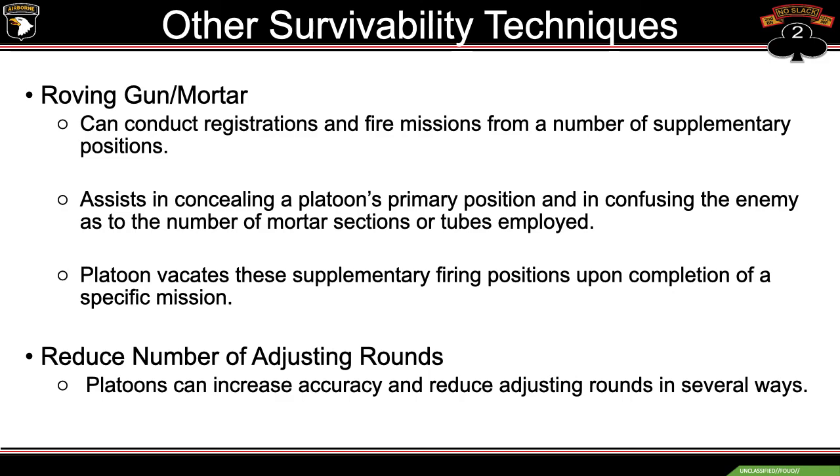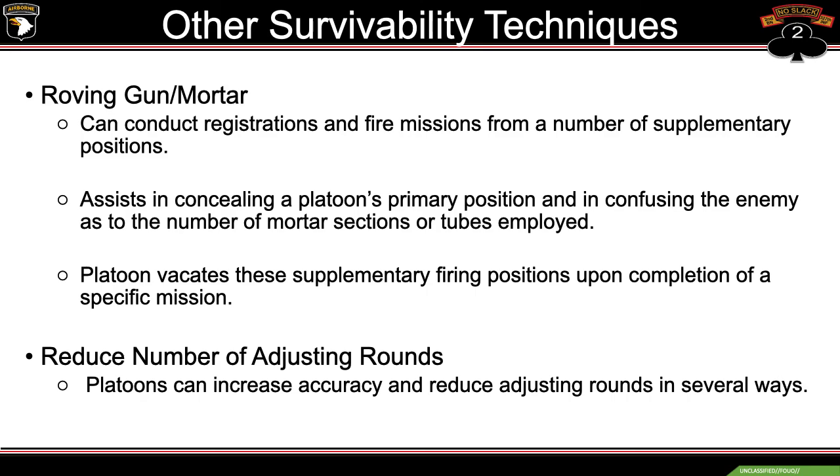And then going on to reduce the number of adjusting rounds. Platoons can increase accuracy and reduce adjusting rounds in several ways. These include position location devices such as GPS, registration, putting meteorological data into our computers, hasty surveys from known points to eliminate map errors, and use of friendly artillery radar to accurately locate firing positions.